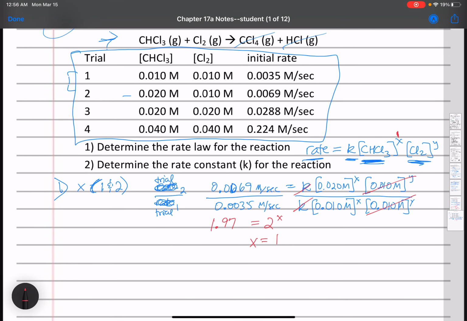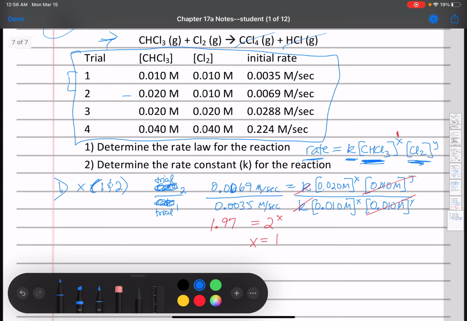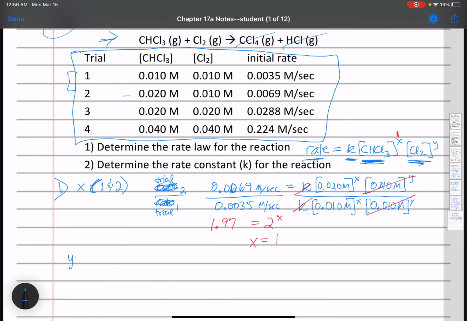So now we need to figure out y. What is y? For y, we need to use two trials where the CHCl3 stays the same. So in this case, I'm going to use trials 2 and 3. I'm going to do trial 3 over trial 2 because I like the faster rate to be on top, because it gives me a number above 1. I just find that easier to work with because I can solve for the exponent in my head that way.